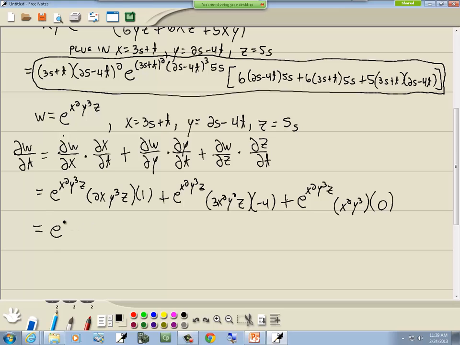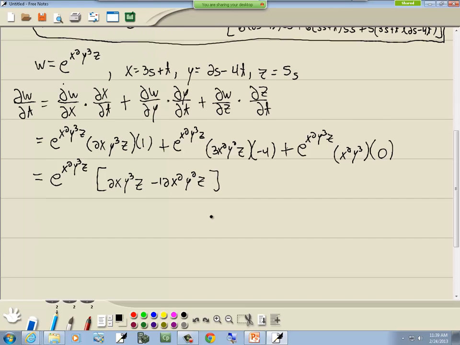I factor that e to the x squared y to the third z out in front, and that's going to leave us 2x y to the third z. Negative 4 times 3 is negative 12 x squared y squared z. So let's factor out what they have in common. They have a 2, they have an x, they have y squared, and they both have a z.